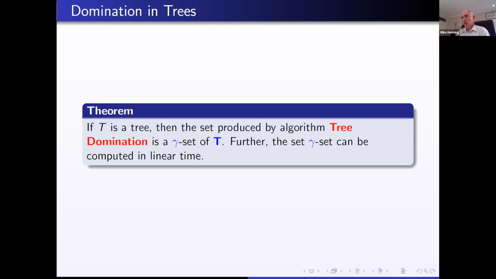You root the tree, you start at the bottom, and you try and work your way up the tree, and you push up the vertices in the dominating set. And you can prove, which we haven't done, is that you can always find such an algorithm that'll give you a gamma set.